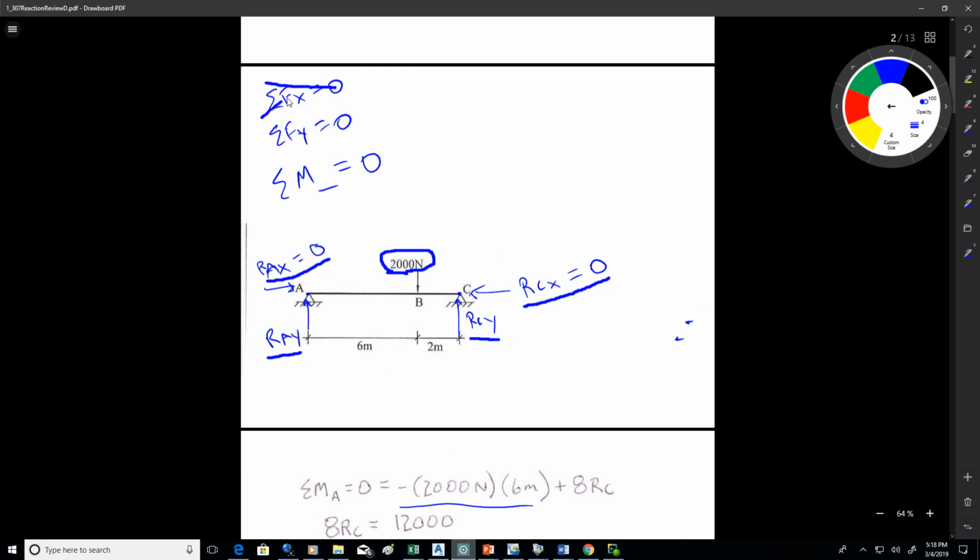Now, I'm not doing anything in the X direction, so that equation I'm not going to use. So that gets me 2 equations. I've got 2 unknowns, so I can solve it. Now, if I start with sum of Fy equals 0, I'm going to involve both of the unknowns, RAY and RCY. So what I'm going to want to do here is start with a moment equation and set that equal to 0.